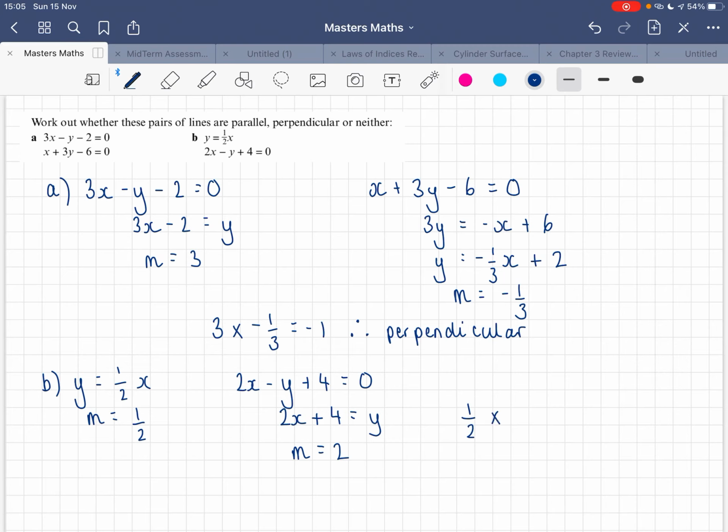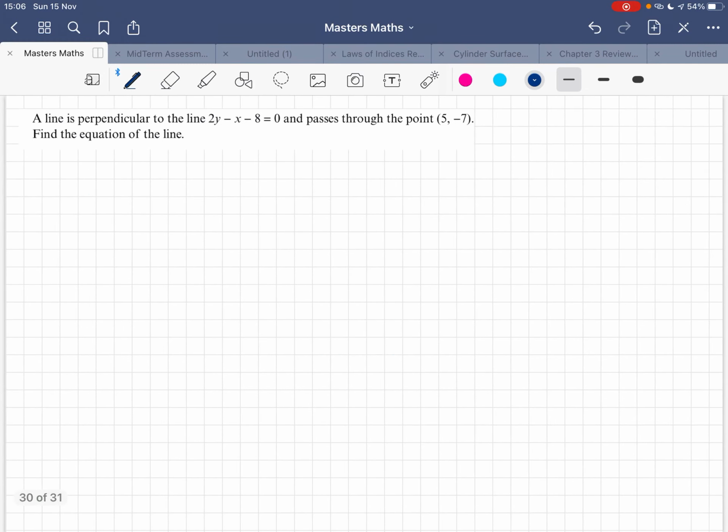If I multiply them together, a half multiplied by 2 gives me 1, not negative 1. So therefore, these two lines are neither. They're definitely not parallel because the gradients are different, and they don't multiply to make negative 1 either, so they can't be perpendicular. Those kinds of questions are pretty straightforward. As long as you can rearrange into the form y equals mx plus c and pick out the gradients, you should be able to answer those types of questions really easily.